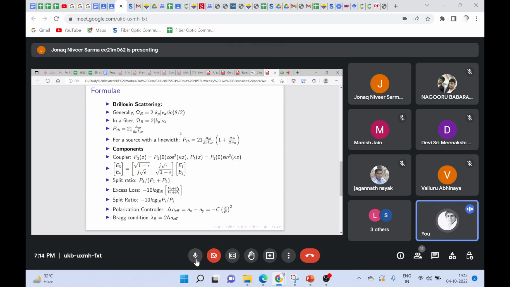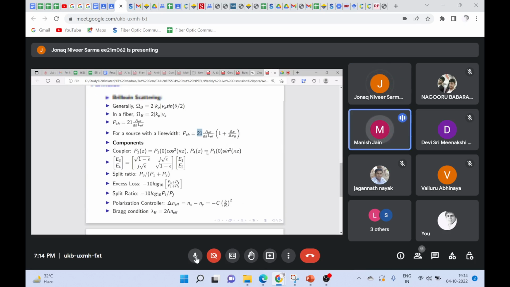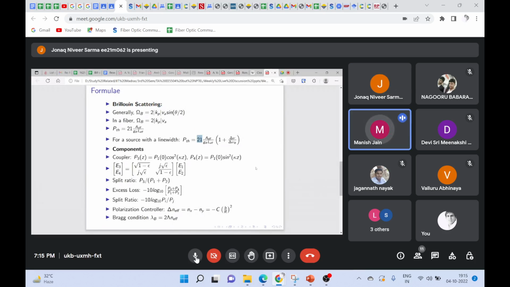It is 21, right? 21 for L effective. For Rayleigh, it will be 16. For Brillouin scattering, it is 21, I think. Okay, just check the lecture. Okay, I think it is. Yeah, it's perfectly fine. For Raman, yeah, 16. For Brillouin, yeah, it's 21. Yeah, I think someone had doubt about this.